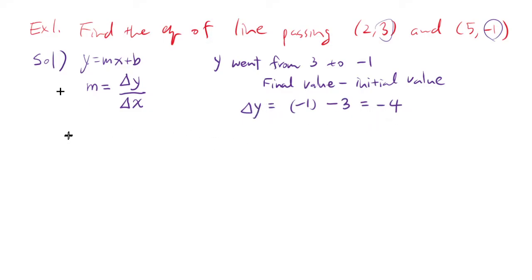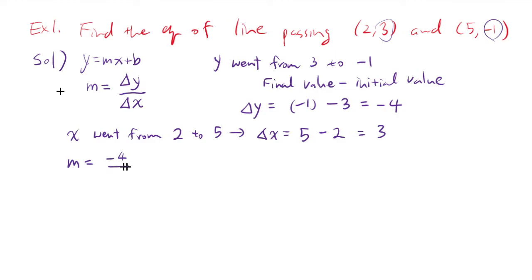In the same way, x went from 2 to 5, right? So that means change of x is final value 5 minus initial value 2, which is 3. Now the slope m is therefore change of y, which we just found out is negative 4, over change of x, which is 3, so that's equal to negative 4/3. Alright, so we found the m value.